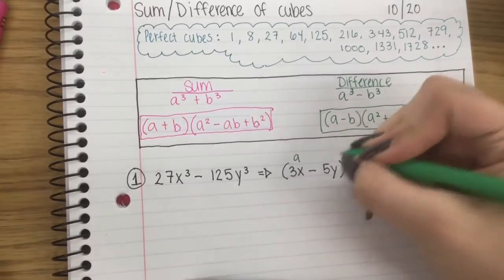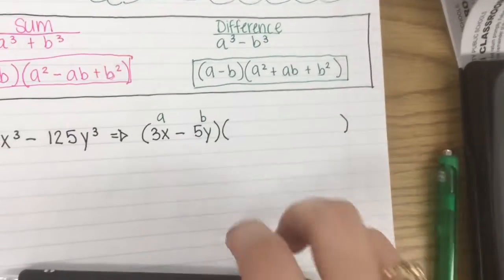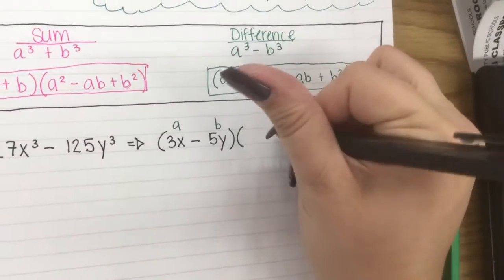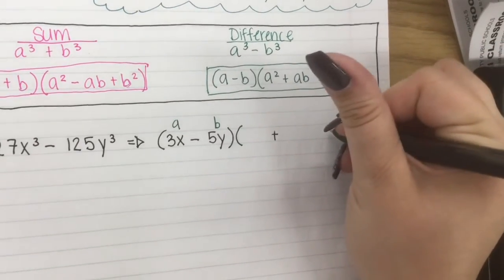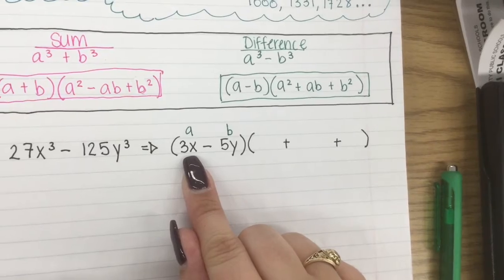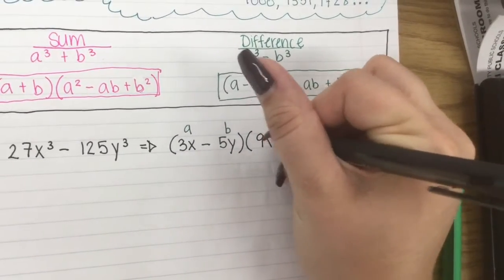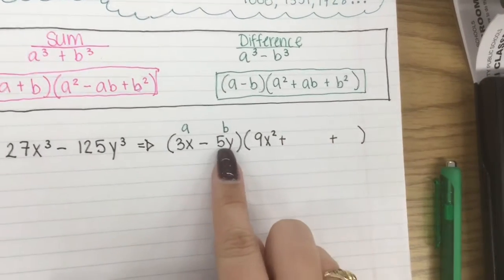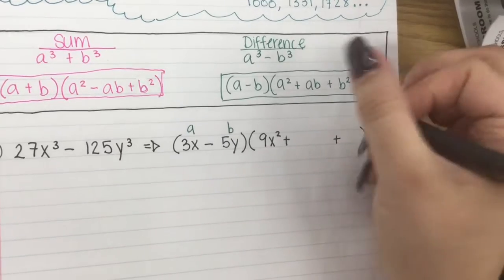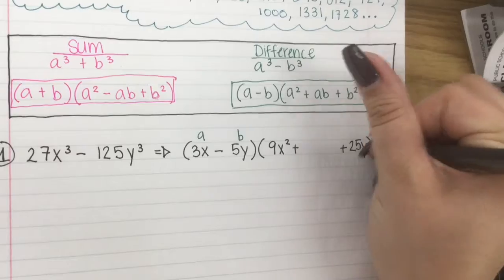So now that we have our a and our b, we're going to forget about what we were given, and we're just going to focus on this a and b here. Earlier, I had said to notice that you only have one minus sign in these, so I like to put my plus signs and minus signs in first. In the rule, the first term that goes into this second set of parentheses is the a squared. So 3x times 3x is 9x squared. The last term is going to be the b squared. So 5y times 5y is 25y squared.